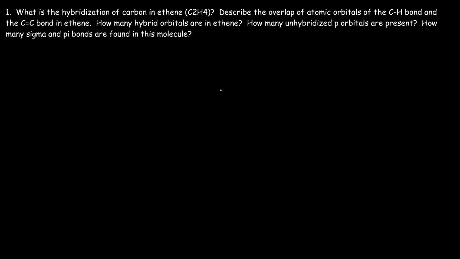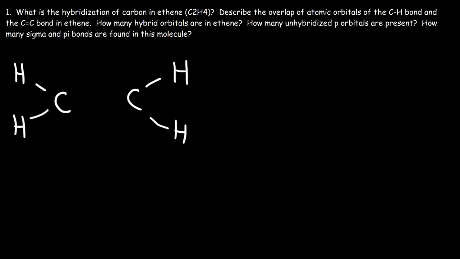So let's start with a Lewis structure. Ethene has 2 carbons, and we're going to make this molecule symmetrical, so we're going to put 2 hydrogen atoms on each carbon. Now carbon likes to form 4 bonds, and right now each carbon atom has 2 bonds. So we need to put a double bond in the middle so that every carbon atom has 4 bonds.